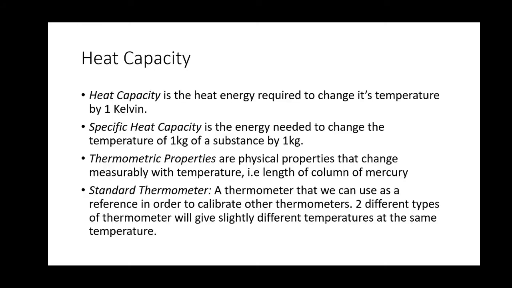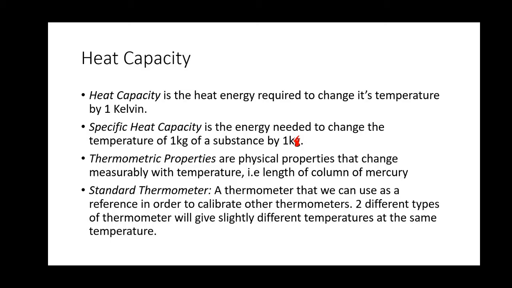The next thing we're going to talk about is heat capacity. Heat capacity is the heat energy that you need to put into something to increase its temperature by 1 Kelvin. Changing 1 Kelvin is the same as changing 1 Celsius. The difference between heat capacity and the other thing we deal with in physics, called specific heat capacity, is that specific heat capacity is the amount of energy you need to change a kilo of a substance by 1 Kelvin.